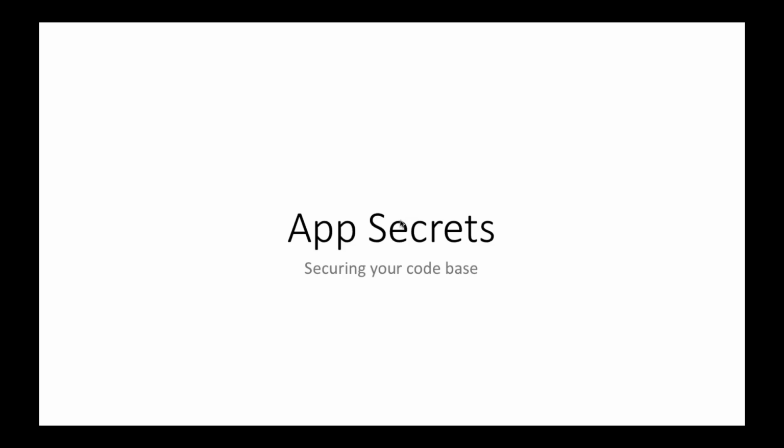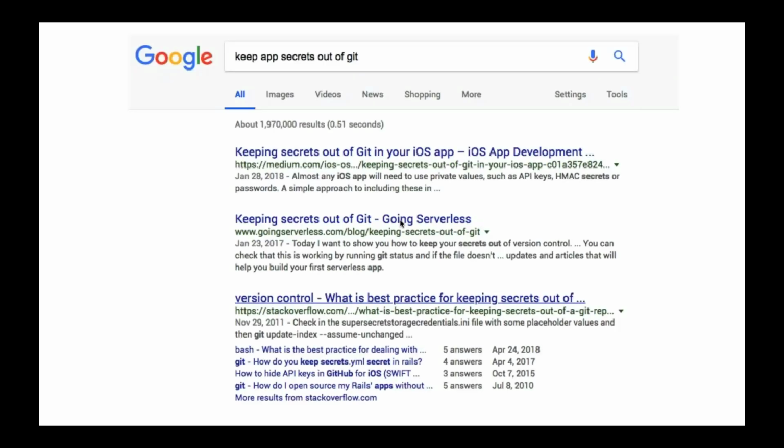Now, one of the first problems that I looked at was app secrets. Every app has them, and it can be a real challenge to secure your code base. What I mean by that is keeping those secrets out of Git. The other day, I did a search on Google on this, and just this one search resulted in almost 2 million results for different ways that people keep an app secret out of Git. So I realize that there are probably a lot of people here today that have some very strong feelings about this, and there may be some others that are just completely lost on how to do all of this.